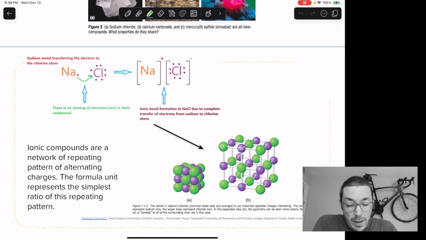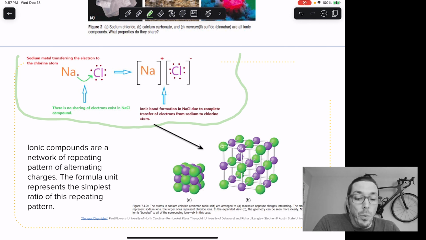We've looked at this top corner. We know how the electrons are given away and accepted from the metal and the non-metal. We know how to draw the Lewis diagrams for that and show the bonding. So what we're actually doing with the Lewis diagram is showing the simplest ratio of the combination of positive and negative ions. So with sodium and chlorine, it's a 1-to-1, right? +1 and -1. But that's the simplest repeating pattern.